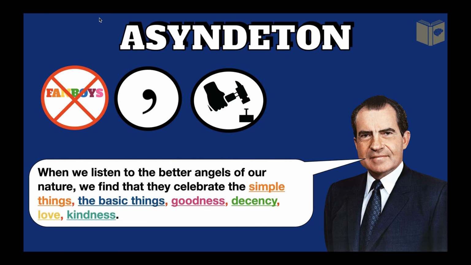By removing conjunctions, each idea feels similarly important, like they're all equal. It hammers his ideas into our brains as the list of positive items is presented in succession.